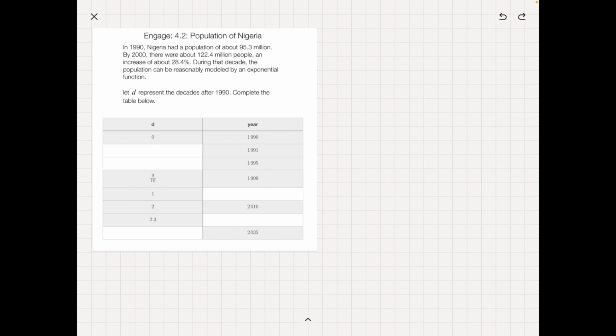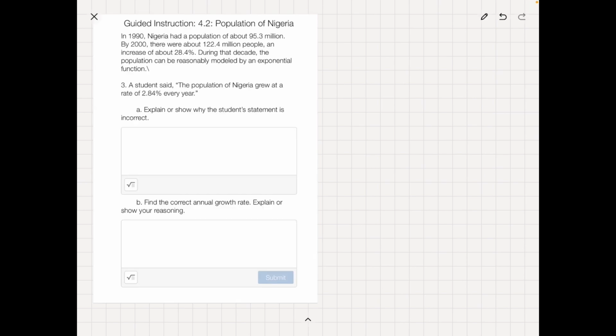So if you haven't done those yet, please pause the video. Go and fill out the Engage and Explore for week 13 Desmos. And then when you're done, come back to this video and we will start going over some of the guided instruction. If you haven't done it yet, please pause the video, go do that, and come back when you're finished. All right, so let's go ahead and get started.